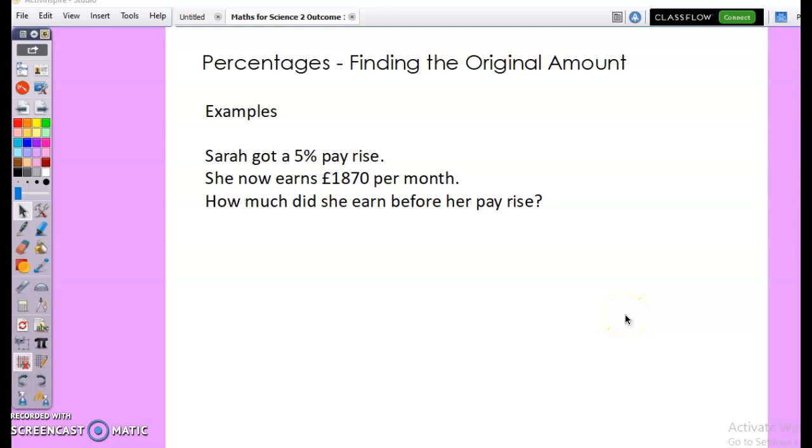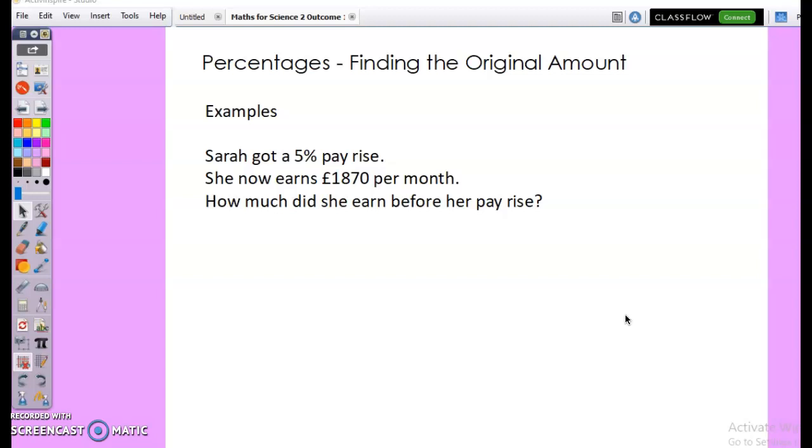Okay, next wee bit we're going to have a look at is percentages. Now, we already had a look at percentages in the previous part of the course. So we looked at finding percentages, doing compound interest, appreciation, depreciation questions, that kind of thing. So this kind of percentages is a little bit different. Okay, this time we want to work out what the original amount was.